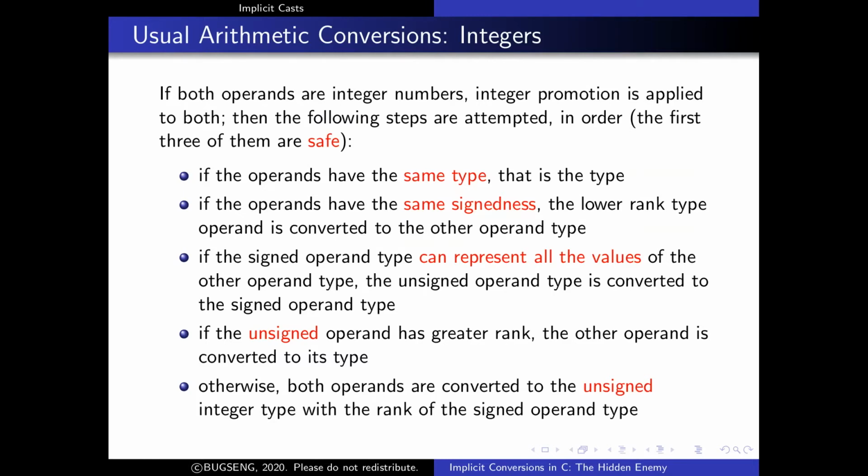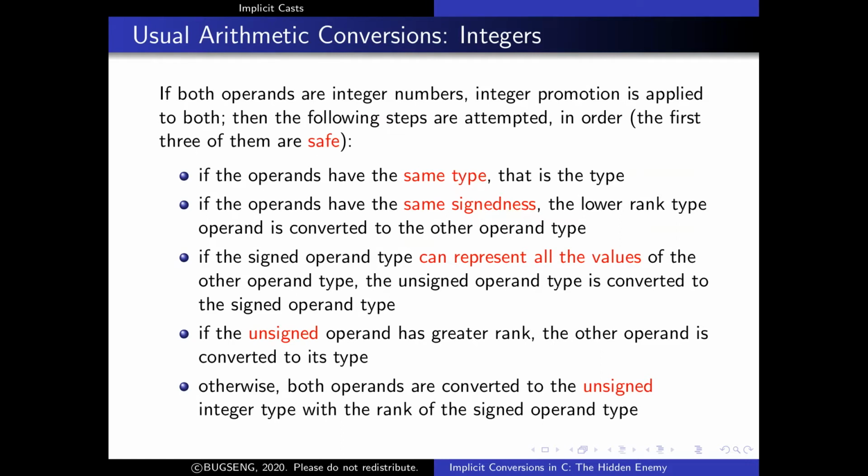So we will go back to this. Otherwise, both operands are converted to the unsigned integer type with the rank of the signed operand type. So looking at this list, one might think, why does WG14, the standardization committee for C, hate us all? Well, no, because you see, the things are in order.